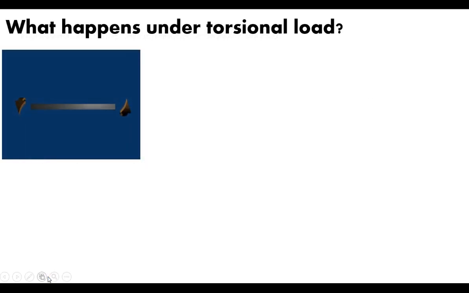So what happens when something's under a torsional load? What is a torsional load? A torsional load is what the drive shaft is actually under. This is called a torsional load. You're actually imparting a torque onto the drive shaft or onto a material, causing a rotational force.